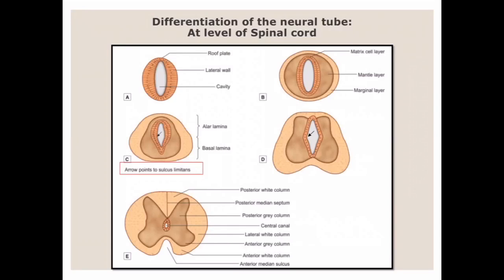So as the sulcus develops and the canal becomes diamond-shaped, everything that lies posterior to the sulcus, and posterior might again be the wrong term, because when we're discussing embryology, we prefer the word dorsal.